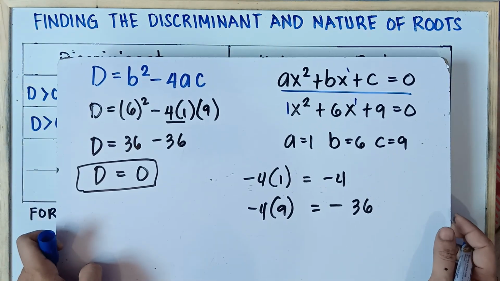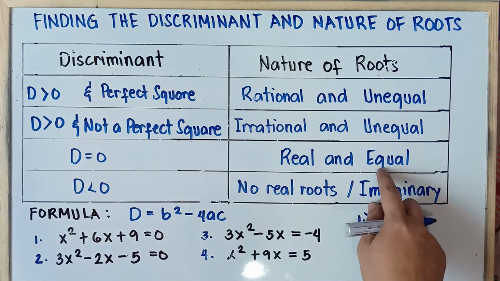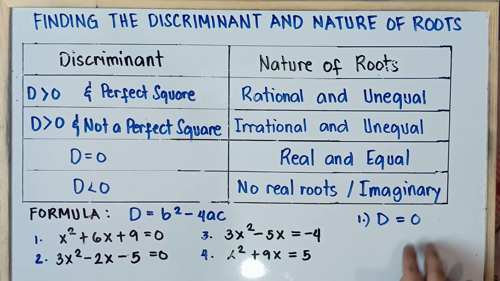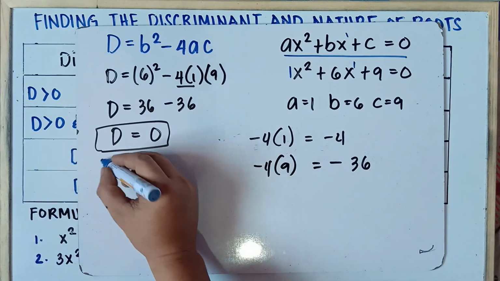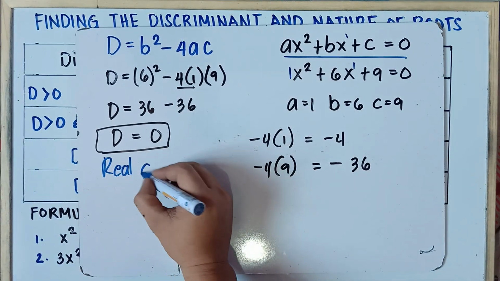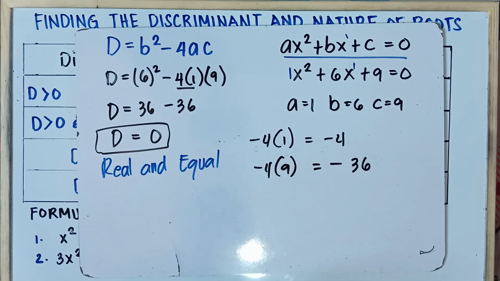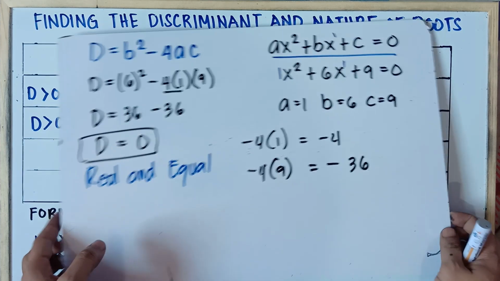So check the solution, class. Our discriminant is equal to 0. And this will be our nature of roots. Real and equal. So we don't have enough space, class. Just remember this one, class. Our nature of roots, let me just write it here. Real and equal. Simple as that, class. You're done with number 1, class. Simple as that. Alright, so let's have example number 2.